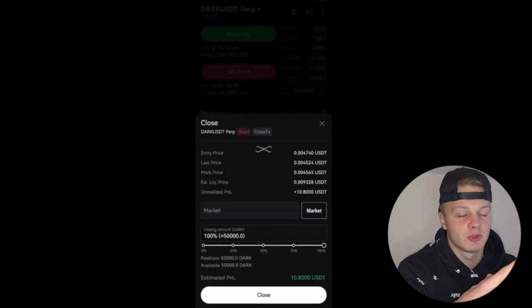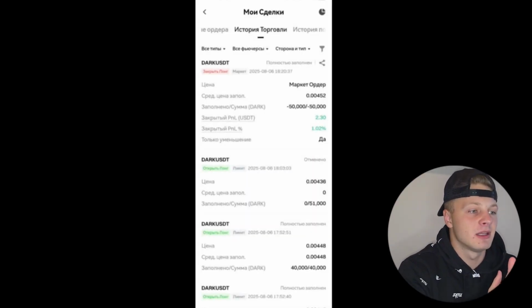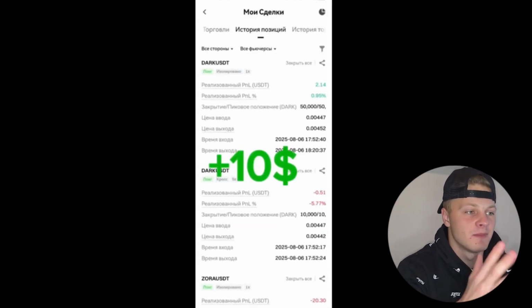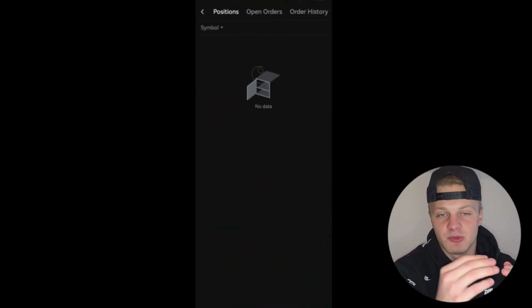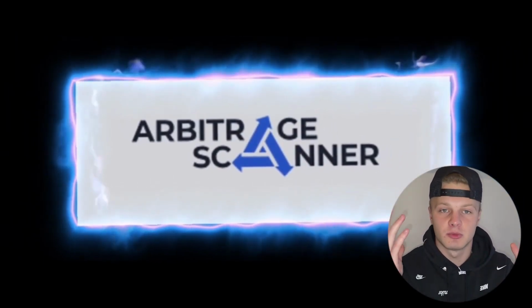Now, let's calculate how much we've earned together. We entered with 50,000 tokens, and in the end, our profit was about $10. Yeah, it's not much, but we only put in $250 in a 4% spread. There are spreads that are much bigger, for example during listings, so you can earn even more. It all depends on the spread and the amount you put in.